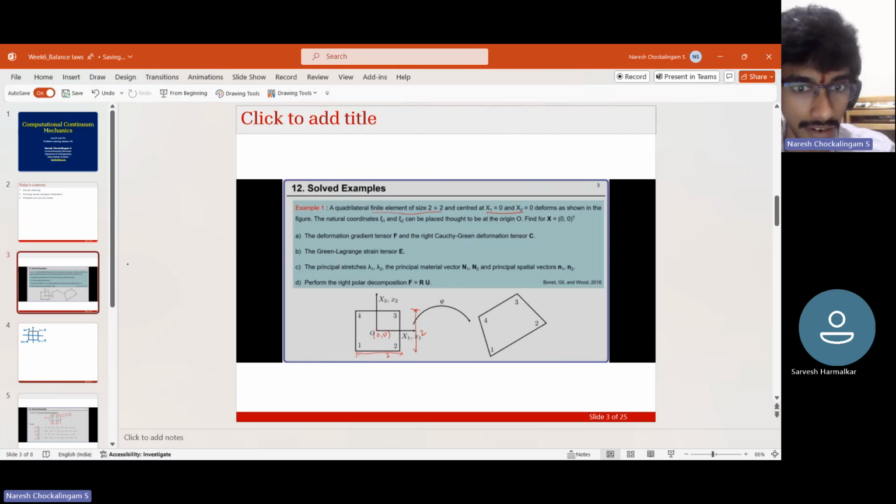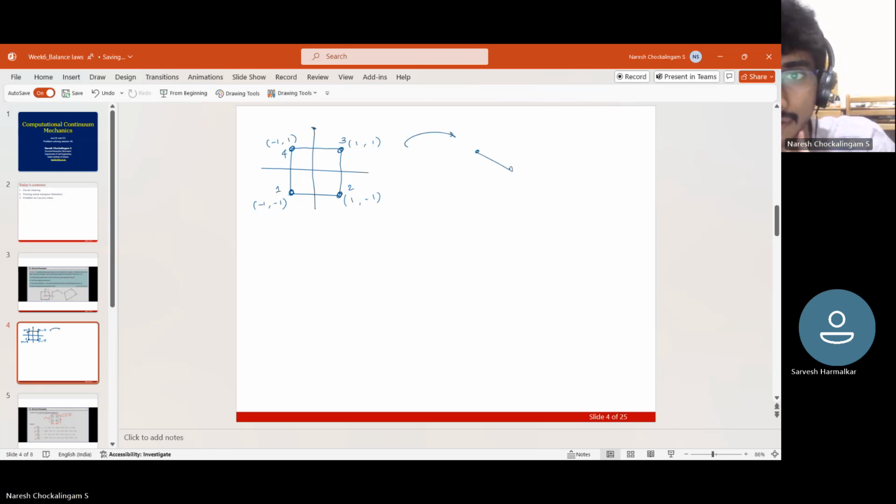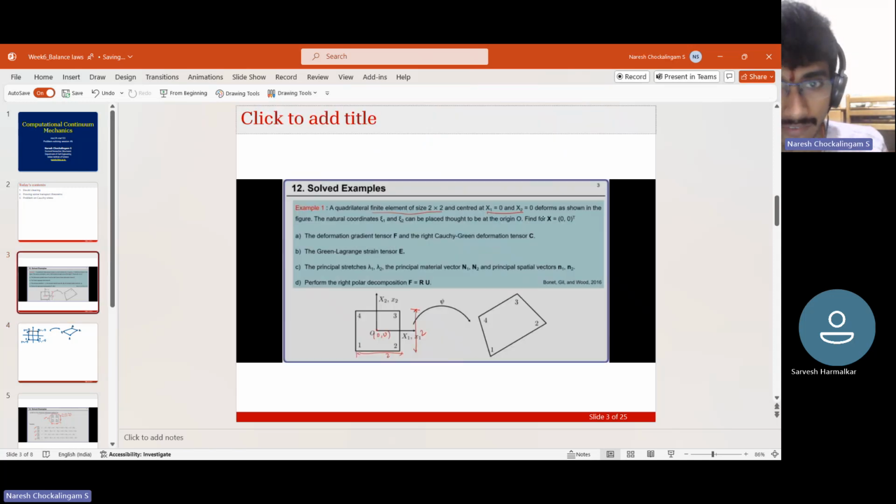And how do they name it? They call this node 1, 2, 3, 4. So let us put nodes on these. This is a node. This is a node. This is a node. And this is a node. So this is node 1. This is node 2. This is node 3. And this is node 4. And this deforms to some other quadrilateral. It is like this. And say this is node 1, node 2, node 3, and node 4. What else is given? It deforms as shown in the figure.